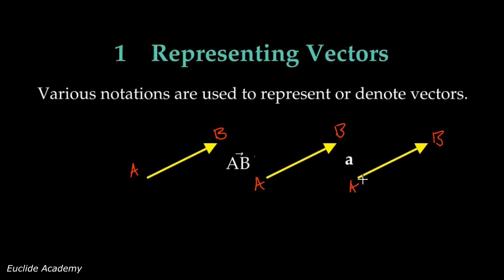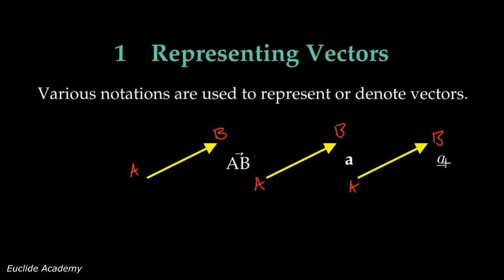AB, because we know vectors should have a direction, so our direction is from A to B. We do not only represent it as AB with a vector arrow on top or a bold A, we can also use the idea of underlining: writing the letter and then underlining it to denote the vector.